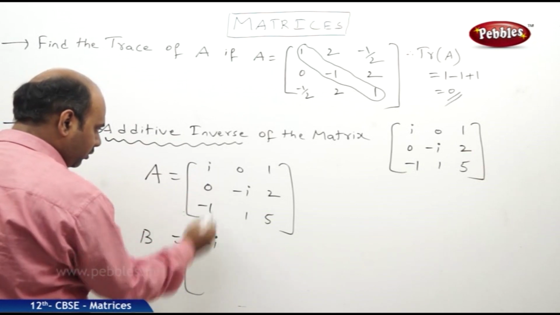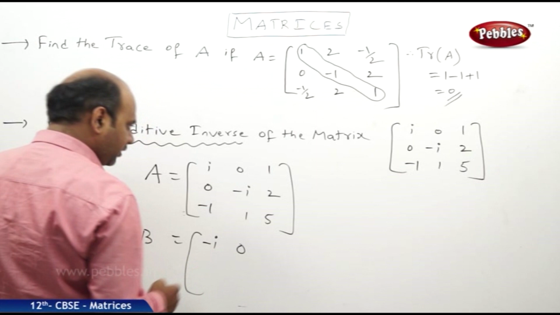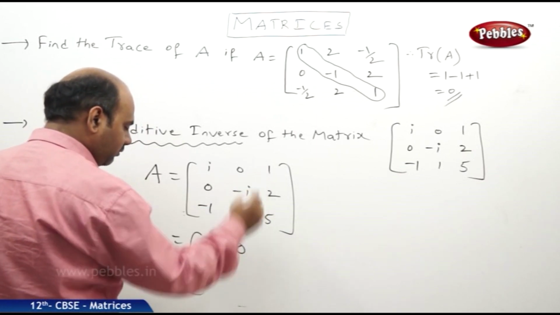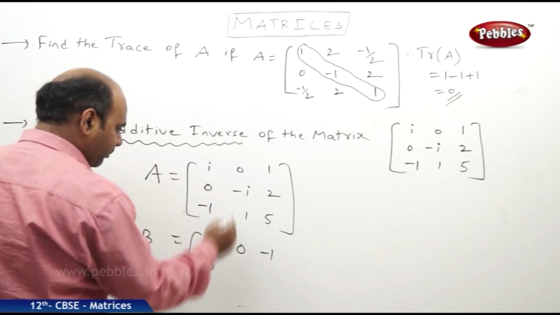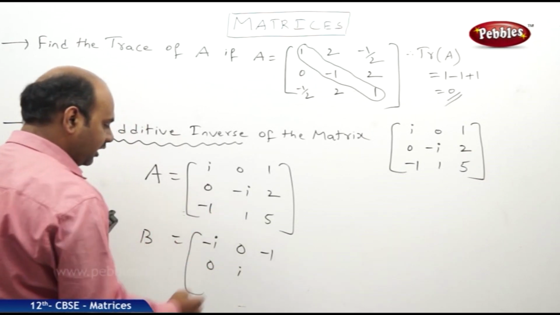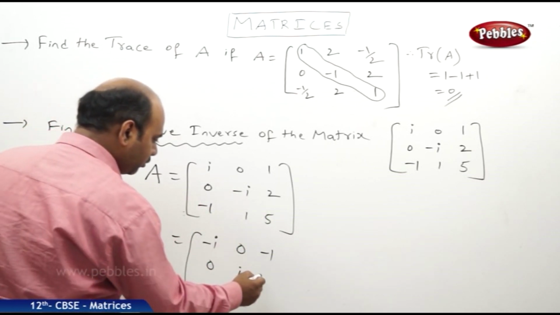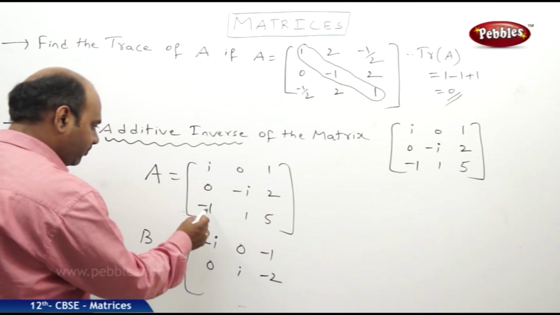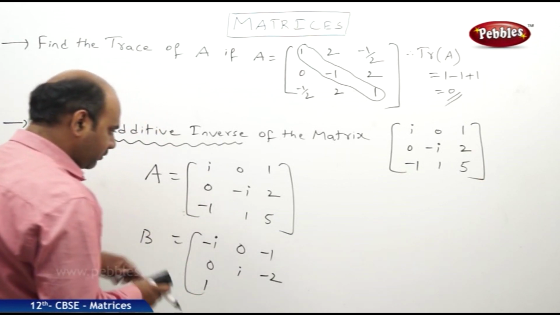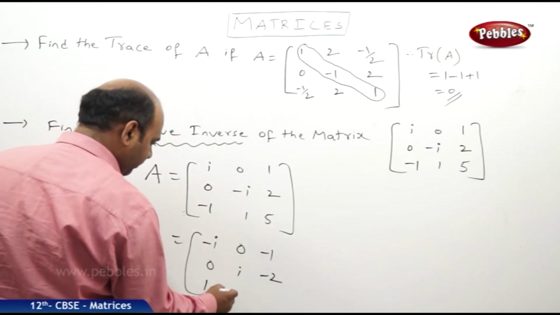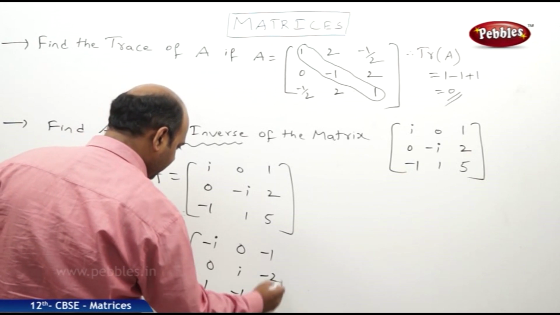Minus i, because adding these two should give me 0. And for this 0 and 1, the additive inverse is minus 1, and here 0, and minus i should become i, because when I add minus i and i, again I need to get 0. And for 2, the additive inverse is minus 2. Minus 1's additive inverse will be 1, because again minus 1 plus 1 will be 0, and here 1 means the additive inverse is minus 1, and 5's additive inverse will be minus 5.